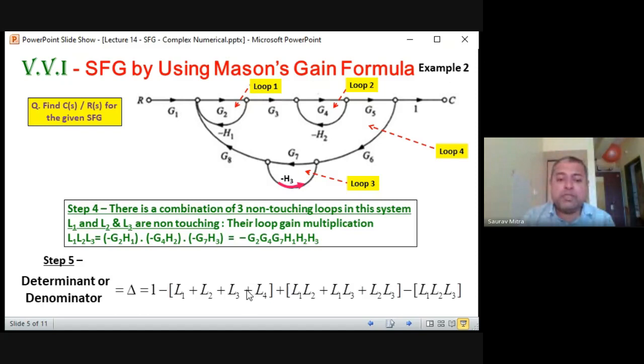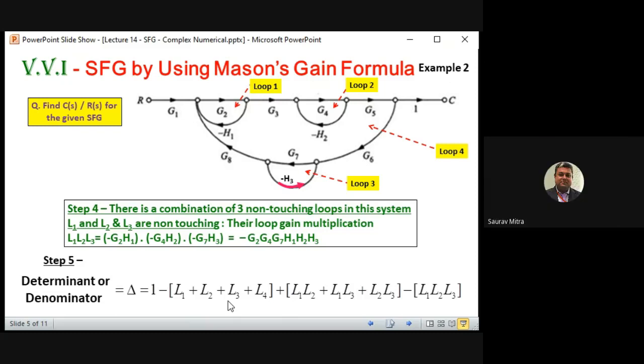So this part only will be positive, and all other parts will be negative. Okay, plus L2 into L1, that means multiplication of these two loop gains. L1, L3, multiplication of loop 1 and loop 3 gains, and L2, L3, that is multiplication of these two loop gains. Minus. So this minus, this plus, this minus, they are from the formula. And inside the bracket, whatever comes depends on what value is given in the numerical. So 1 minus of single number things are coming minus, and even number things are coming plus.